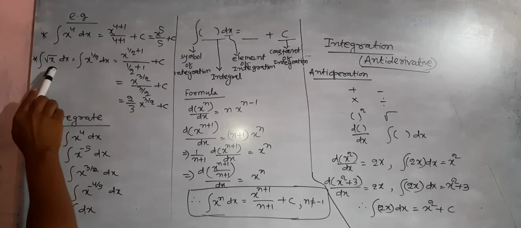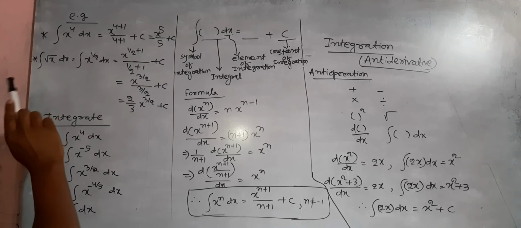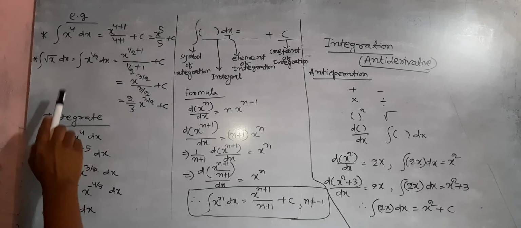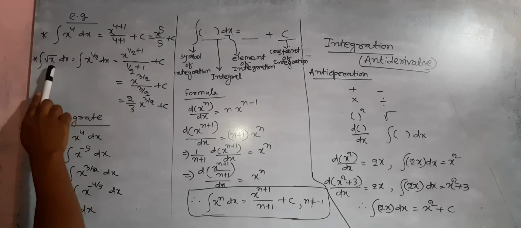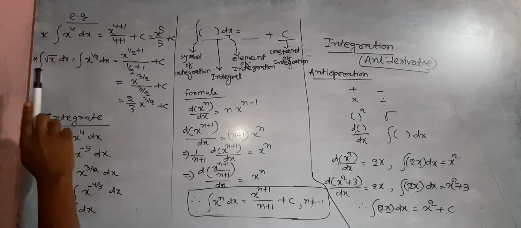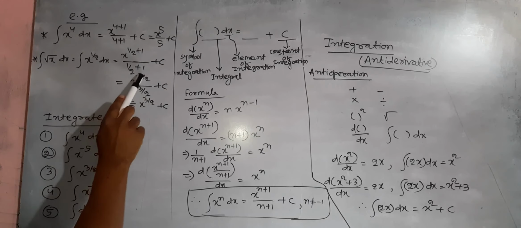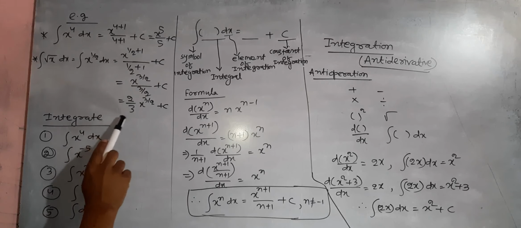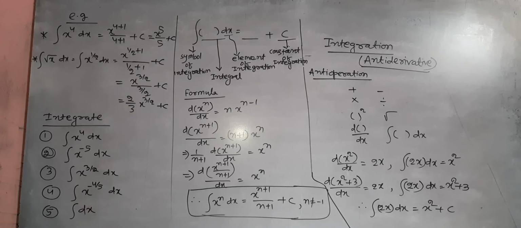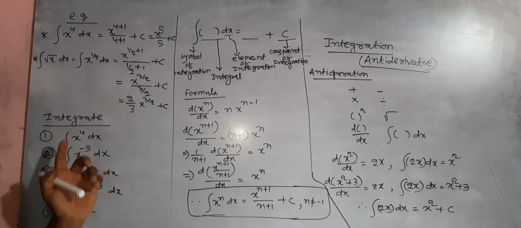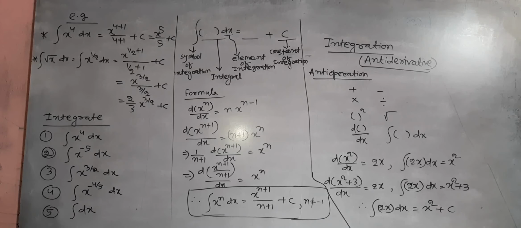Another example, we have to find the integration of root x. Root x means x to the power half. So the value of n is half. So n plus 1 means half plus 1, by half plus 1, that is 3 by 2. So we can write the answer like this. Okay, so this is the formula. Just learn it and practice these questions. And again we meet in the next video. Bye.